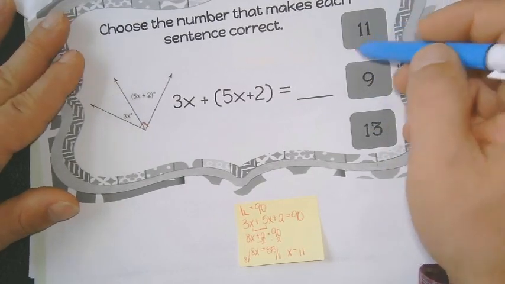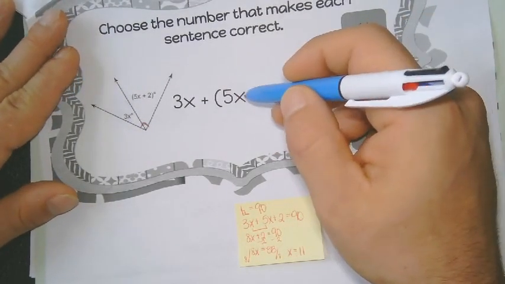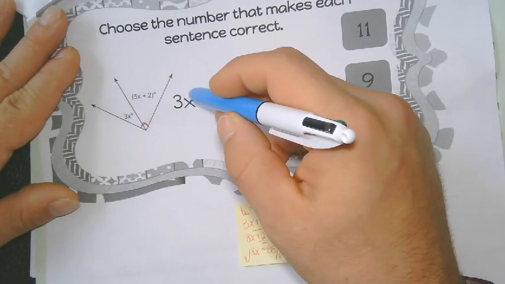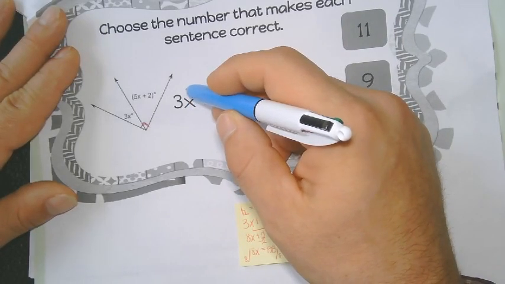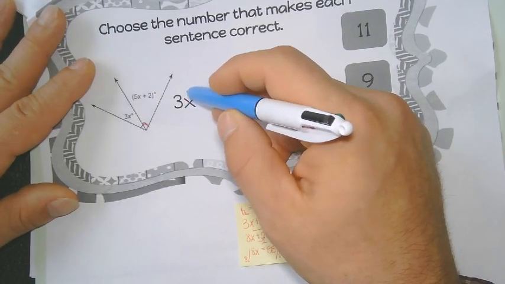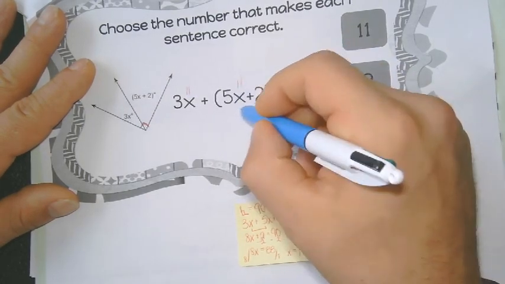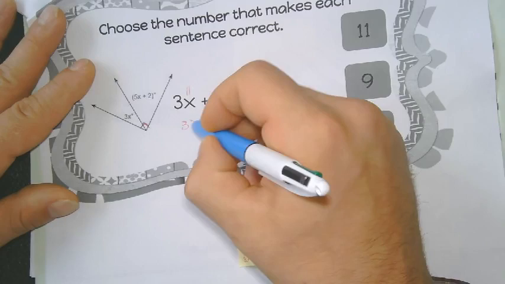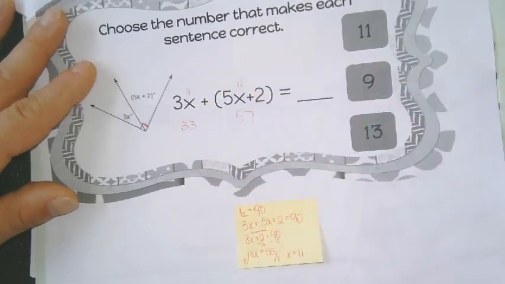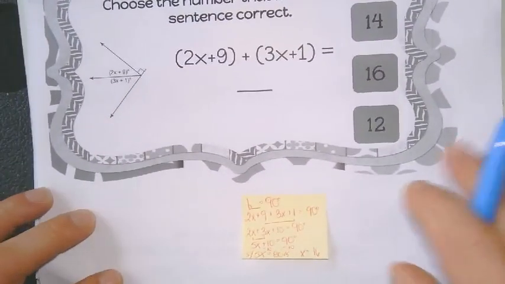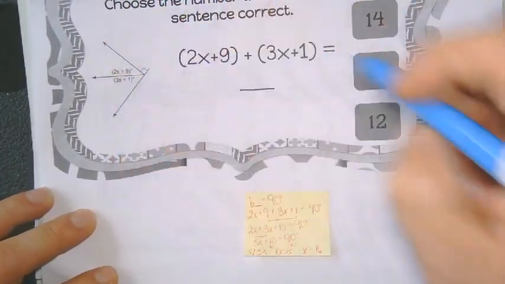Put the x value in, 55 plus 2, we have 57. And then here you have to actually solve for the other value too, so you have 33. If you put the 11 there, and 11 there, you have 55, 57, and then you have 33. And we know that those together equal 90, so we have a complementary set. Last but not least, we have another set of complementary angles.